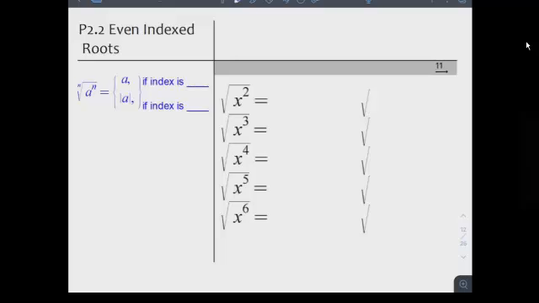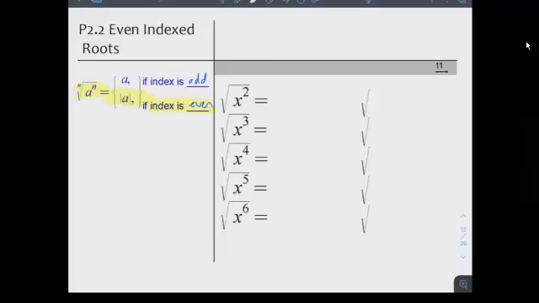I started talking about how the even indexed roots affect the absolute values. And so we're going to focus on this part again. We have two different parts, right? Whether the index is even or odd. So I want to focus on what happens when we're dealing with an even index.